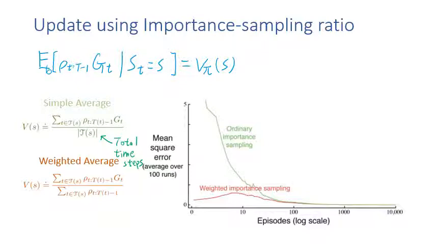Consider that we only visit the state once in the episode. The ordinary importance sampling is more unstable, while the weighted importance sampling has a lower error rate. So usually the weighted importance sampling is preferred. This is the simulation result in Blackjack.